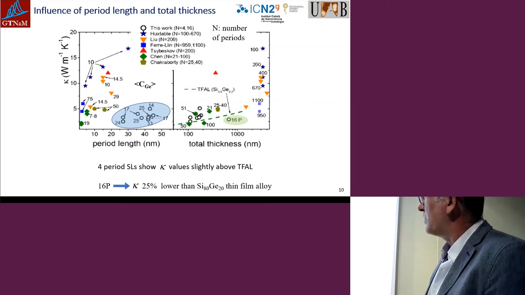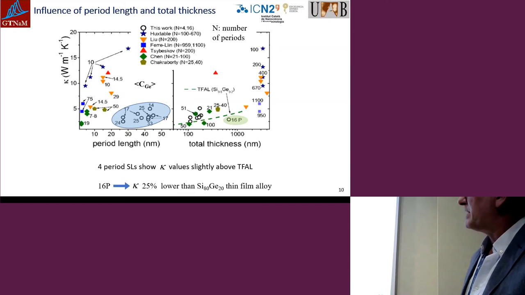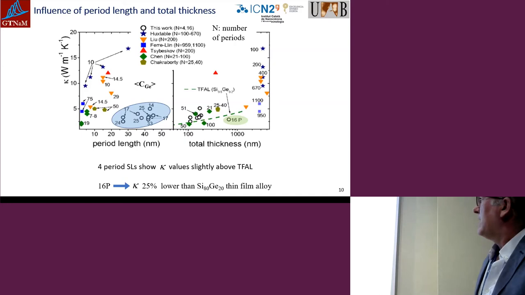It's also true that our thermal conductivity for the period that we have is smaller than what we should have. So for this period, we should probably have thermal conductivities that are well above here, but we have thermal conductivities that are quite below what we might expect at the beginning. Here we compare with the total thickness, and of course, when you reduce thickness, again, you have a reduction in the thermal conductivity.